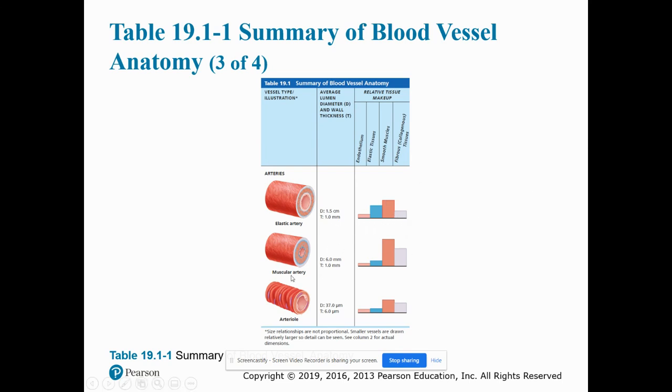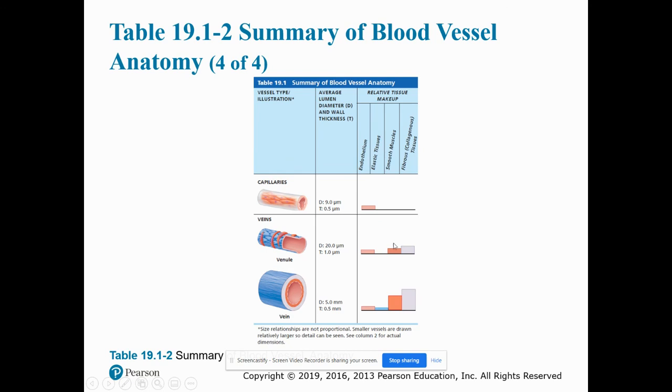So if you remember, the muscular arteries play a role in vasoconstriction. Again, they got a good bit of smooth muscle, but so do elastic arteries, and they really don't play a role in vasoconstriction. So again, capillaries, only endothelium. Venules, not a lot. There's some endothelium, some smooth muscle, some fibrous tissue. And with the veins, we have some smooth muscle and more fibrous tissue.